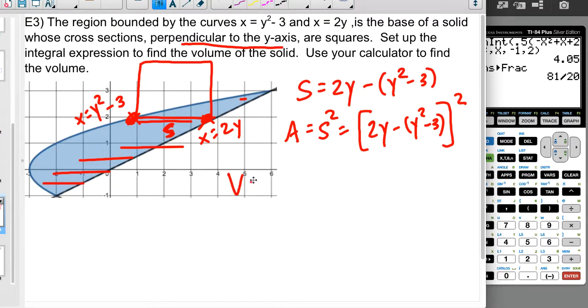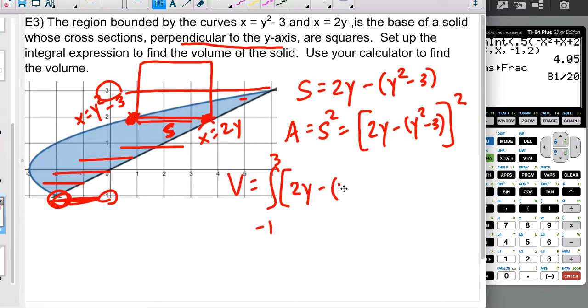That means that my volume is going to be the integral from the first dish, which is going to be at y is -1, to the last dish, which is at y is 3. So the integral from -1 to 3 of this area, which is just 2y minus y squared minus 3, whole quantity squared, with respect to y.